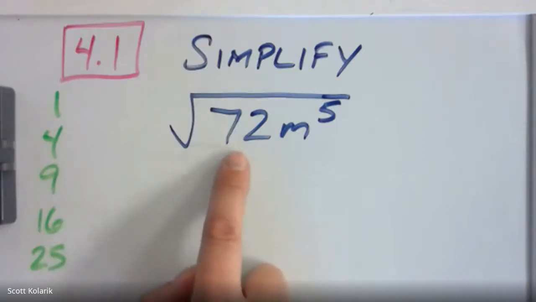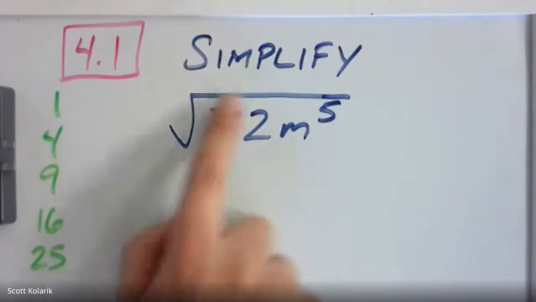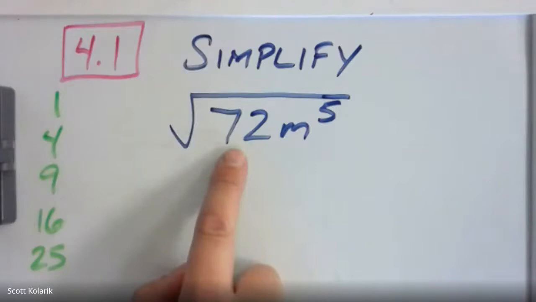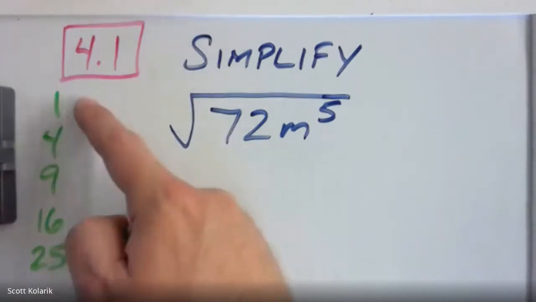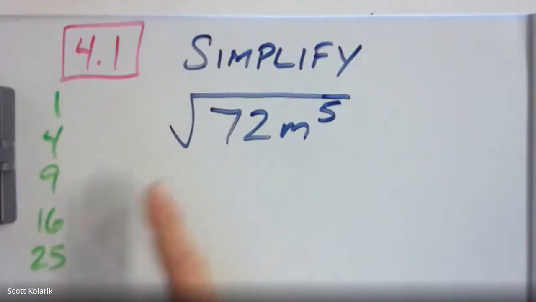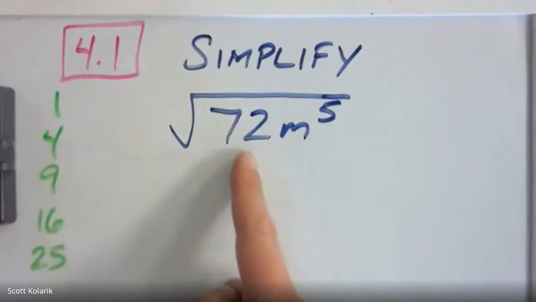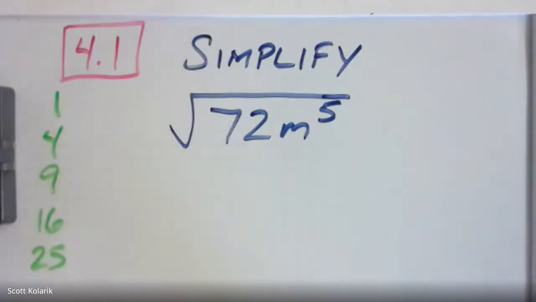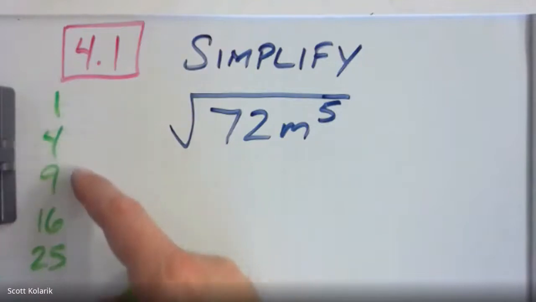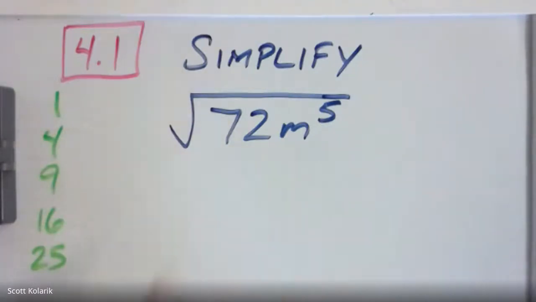So when I'm trying to simplify this and reduce this down, if I can't take a perfect square of this number, my next task is to figure out, do one of these perfect squares divide perfectly into this number? And there will actually be several. In this case, 4 goes into 72, 9 goes into 72. But here's what you should be doing. You should be looking for the biggest perfect square that goes into 72.